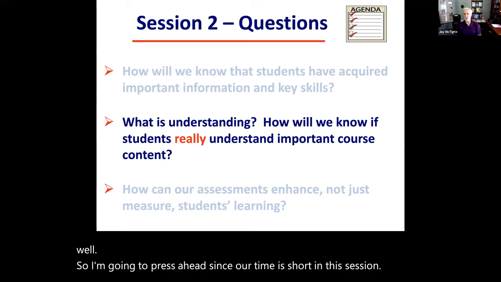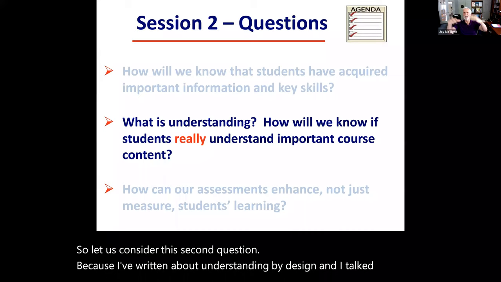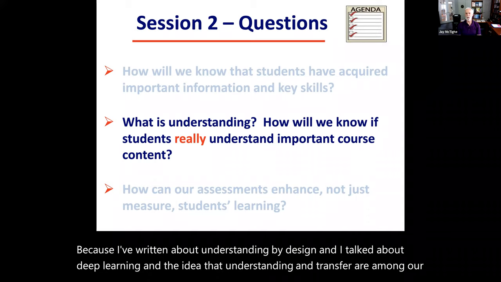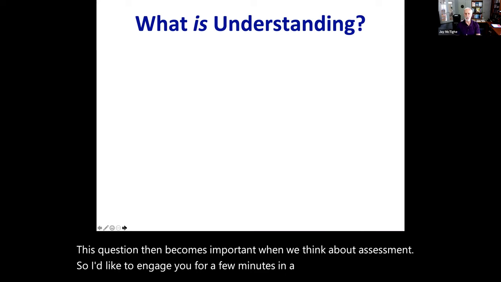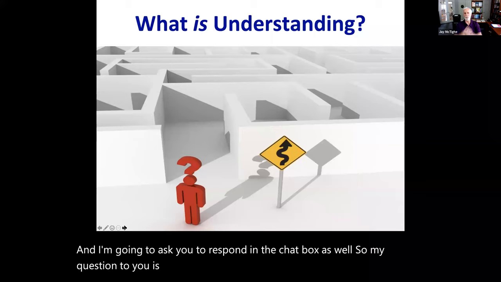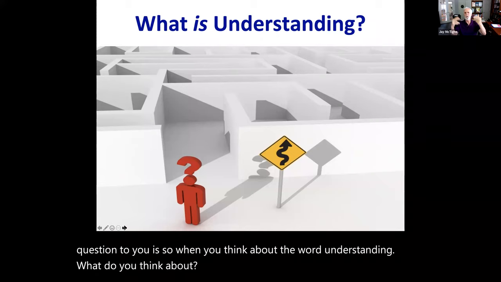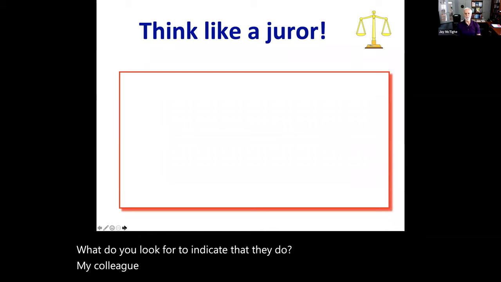So let us consider this second question. Because I've written about understanding by design and I talked about deep learning and the idea that understanding and transfer are among our goals, this question then becomes important when we think about assessment. So I'd like to engage you for a few minutes in a little exercise that I hope you'll find interesting. And I'm going to ask you to respond in the chat box as well. So my question to you is, when you think about the word understanding, what do you think about? When you look to see if your students understand what you've taught, what do you look for to indicate that they do? My colleague Grant Wiggins and I propose a judicial analogy, and here it is.